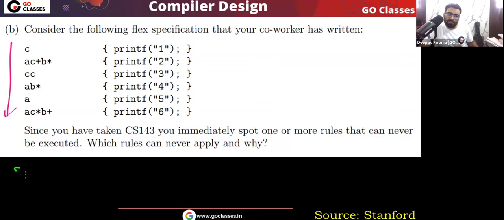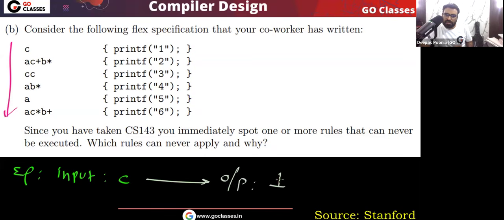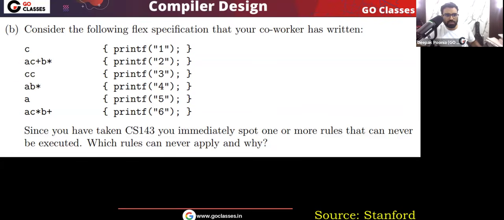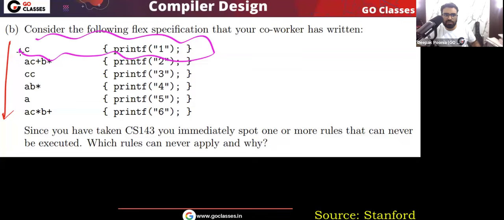For example, if your input string is C only, then what will be the tokenization? Token 1 will be printed. Very simple. So you can see you are going from top to down. This is at the top, so it will never be removed, it is always useful. Next, what about this A C star B plus? Is this a subset of the above?